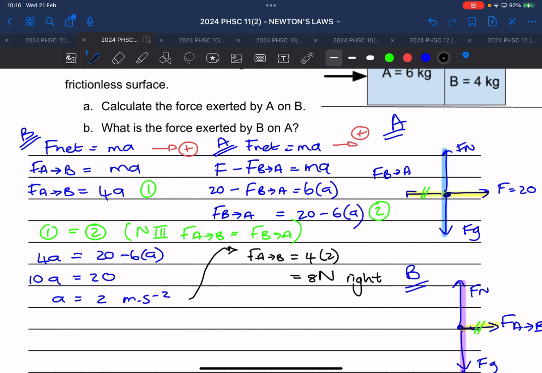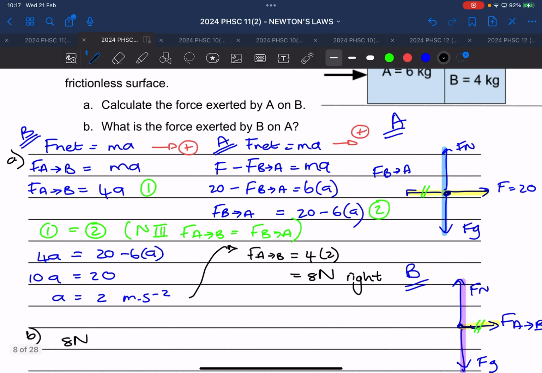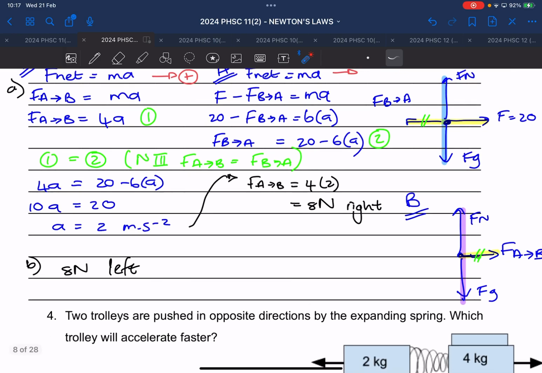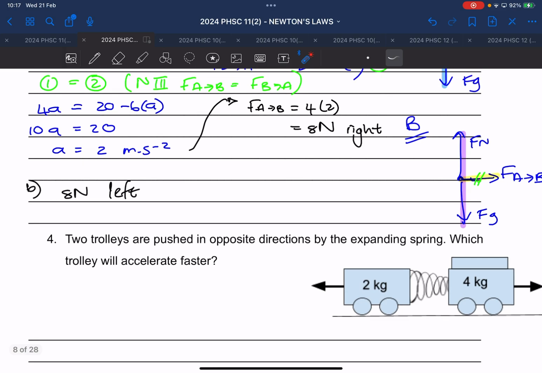Alright, then they ask question B. What is the force that B exerts on A? What will that be, Tato? 8 Newton. Exactly the same force. This is question A, this is question B. It's going to be 8 Newton. But this time it's going to be to the left because it's in the opposite direction. If this one is to the right, then this one is to the left.